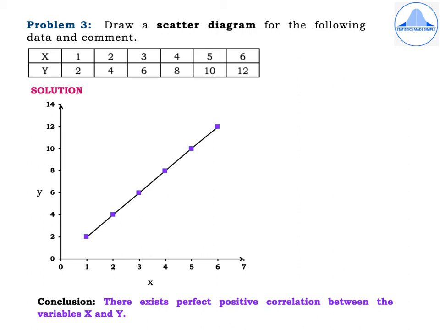Now, if you draw a straight line starting from the first pair of observation to the last pair of observations, that is 1 and 2 and 6 and 12 respectively, you see that the straight line covers all the pairs of observations. So we have learned in my previous videos that if all the points fall on a straight line with a positive slope, then it indicates perfect positive correlation. So our conclusion will be there exists perfect positive correlation between the variables x and y.